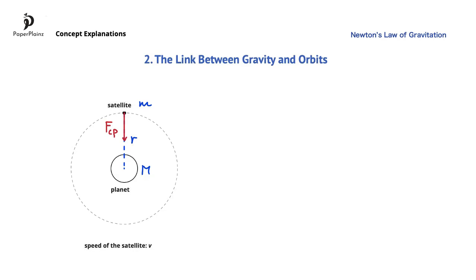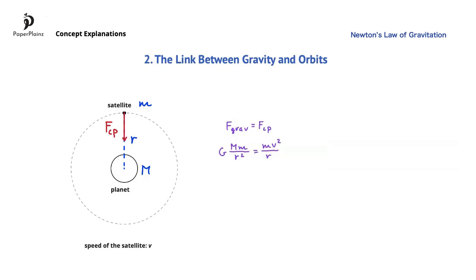Therefore, we can write that the gravitational force is equal to the centripetal force. Now, based on the formula that we just learned for the gravitational force, on the left-hand side we get G times uppercase M times lowercase m divided by r squared. Based on what we learned about the centripetal force in topic A, on the right-hand side of the equation, we get mv squared over r. We use lowercase m here because F_CP is the centripetal force on the satellite. So this is the equation that links gravity and orbits.